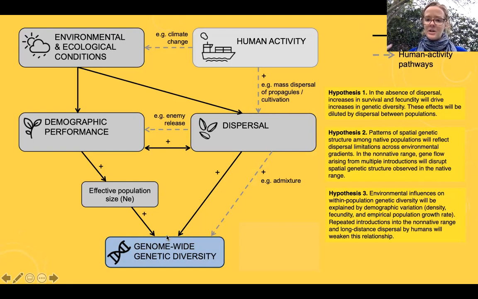And then we thought that repeated introductions in the non-native range and long distance dispersal by humans would weaken that relationship, because they may be getting swamped with propagules from that increased human activity. So one of the major contributions of this study was that we had these matched demographic and genetic datasets, and it's at a global scale. A lot of what's been done on spatial population genetics has inferred those mechanisms that occur in the middle here, but we had the data to actually test these hypotheses more directly.